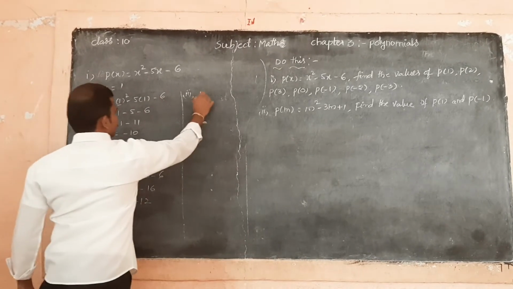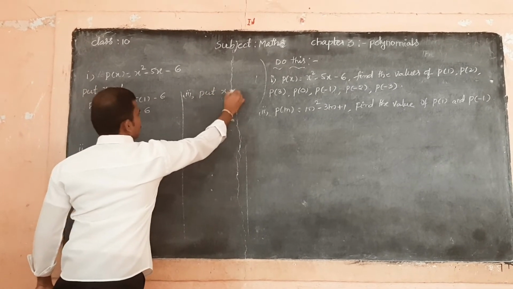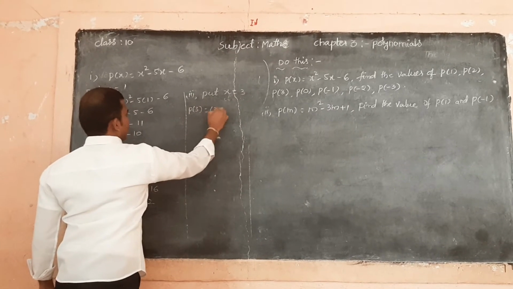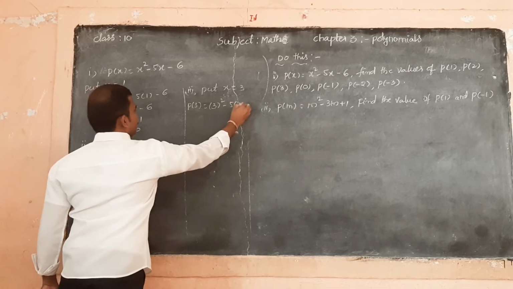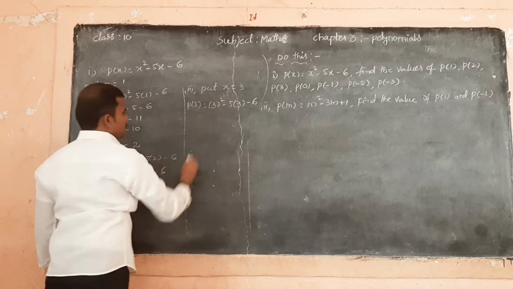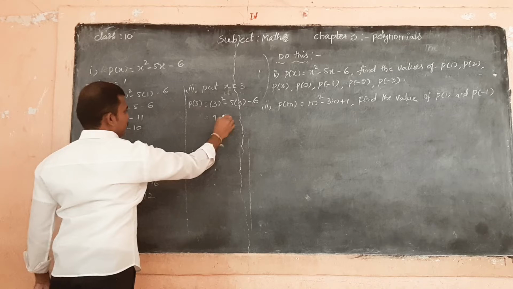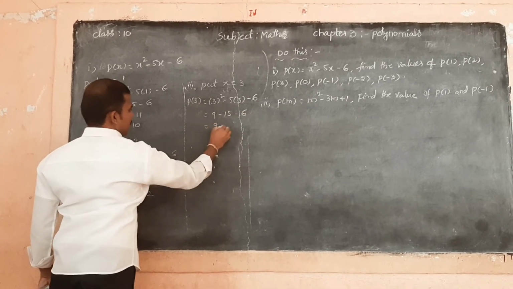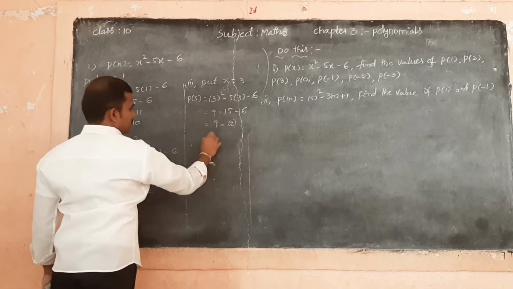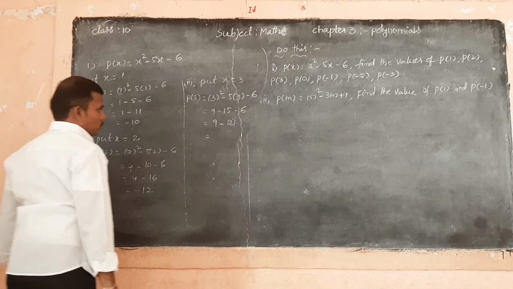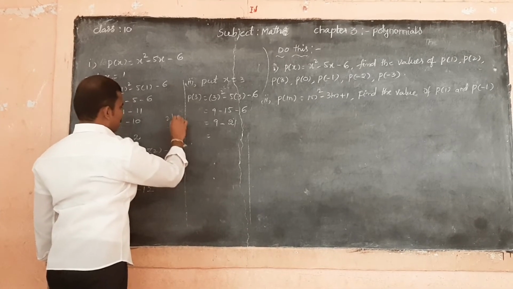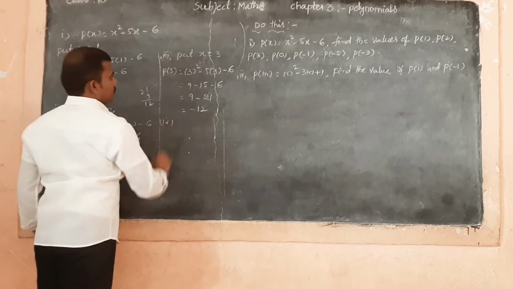Put x is equal to 3. P of 3 is equal to 3 square minus 5 into 3 minus 6. 3 square means 9. 5 threes are 15, minus 6. 9 minus 21, which is equal to minus 12. Next, fourth one.